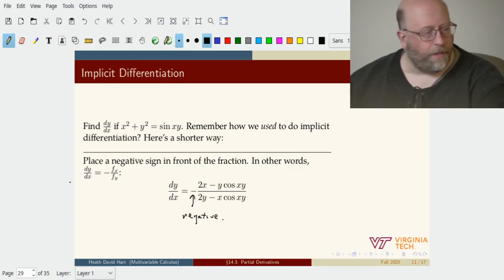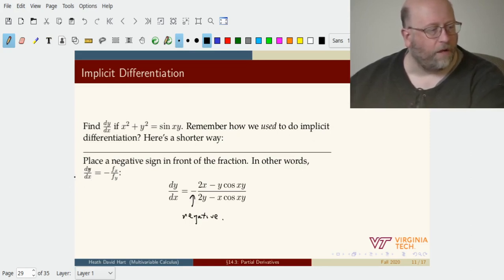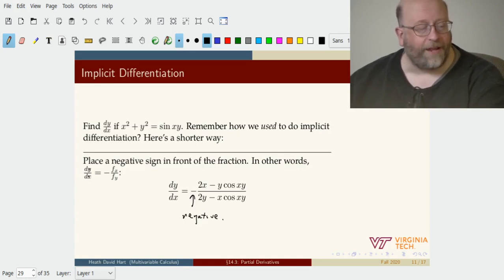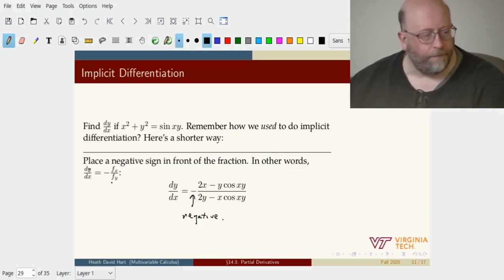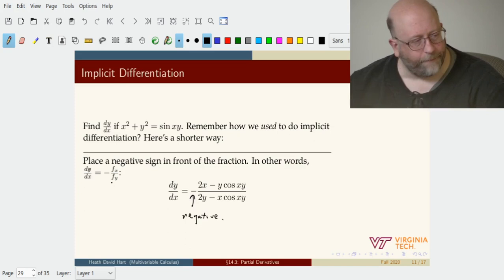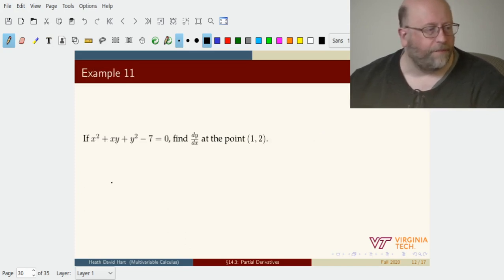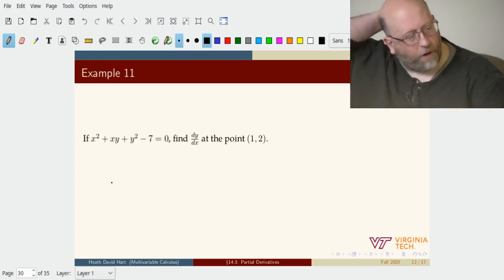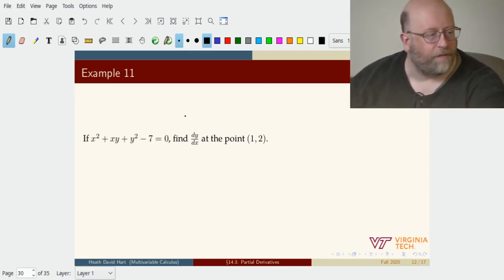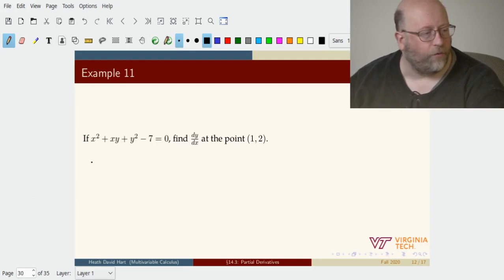Let's try that again. The derivative of y with respect to x is the partial derivative with respect to x over the partial derivative with respect to y, but made negative. All right, let's do some examples. If x squared plus xy plus y squared minus 7 is 0, find dy dx at the point 1, 2.